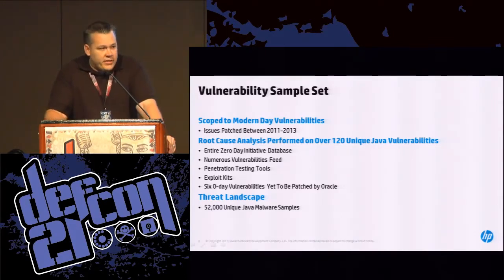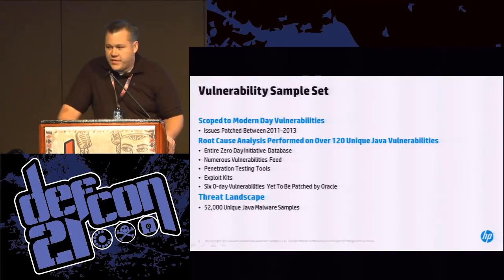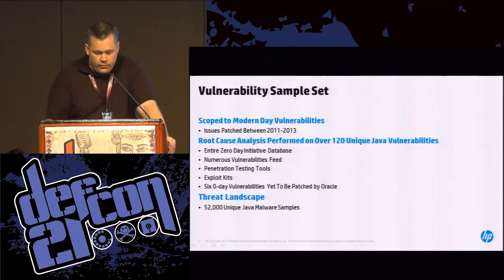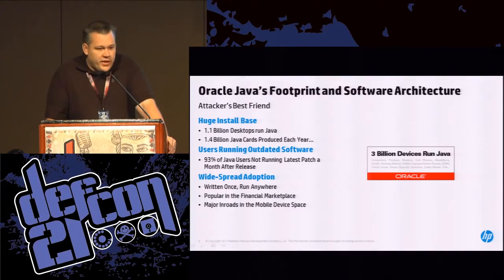When we looked at the threat landscape, we worked with Reversing Labs, and they provided us a sample set of 52,000 Java malware samples so we could understand what's actually being used out there today. If we look at the footprint of Java, it has a huge installation base, and that's what makes it a big red target for attackers.